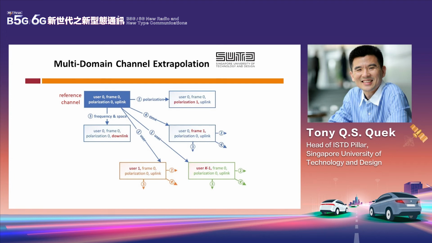from the frequency and space domain, I can find the downlink, I can find the polarization domain of the other guy. From time domain frame 0, I can find frame 1, or from user 0, I can infer other users, let's say user 1 to user K-1, because they are co-located very closely together. So there are many domains that you can extrapolate from the reference.